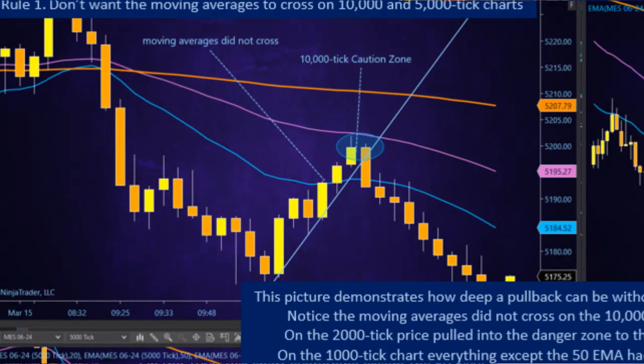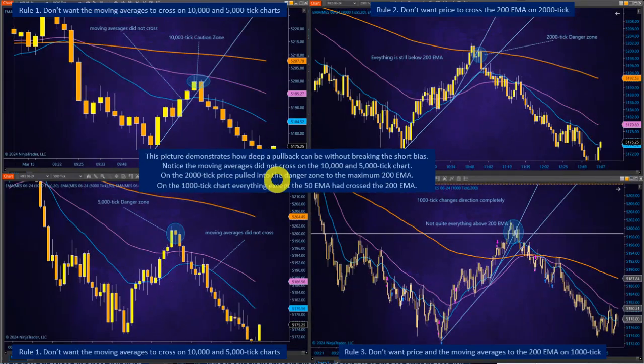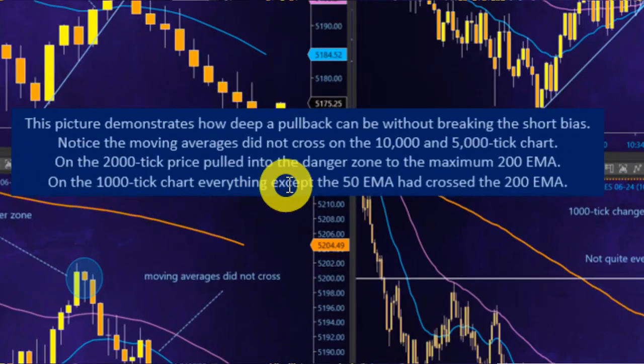And this happened today. It was the best trade setup that we had, and it was fabulous. Let me show you. Let's read the notes in the middle. The notes in the middle basically say, this picture demonstrates how deep a pullback can be without breaking the short bias. Notice the moving averages did not cross on the 10,000 and 5,000 tick chart. We're going to look at that.